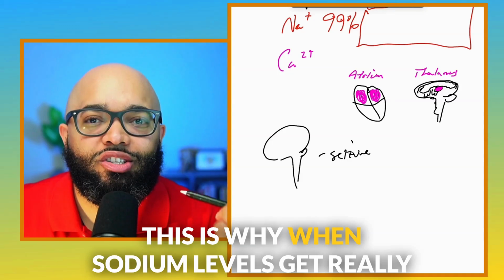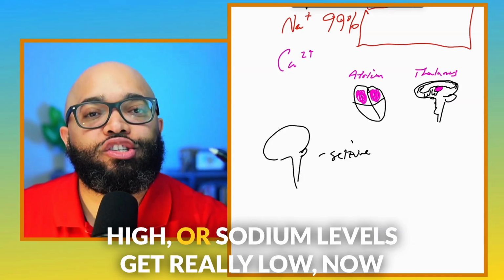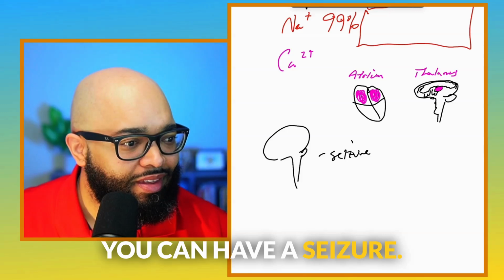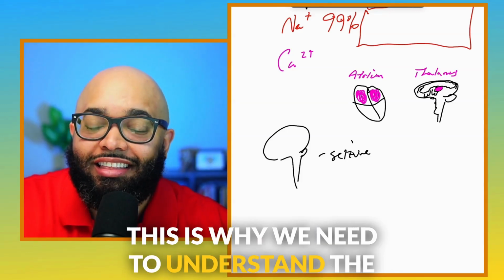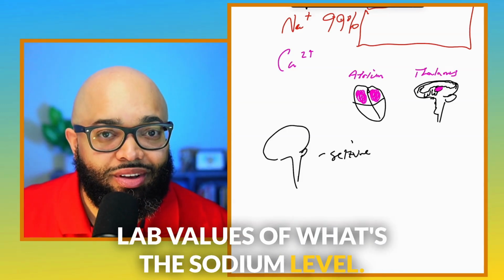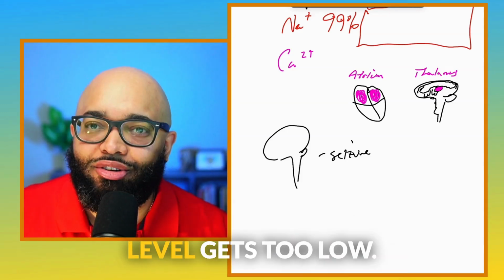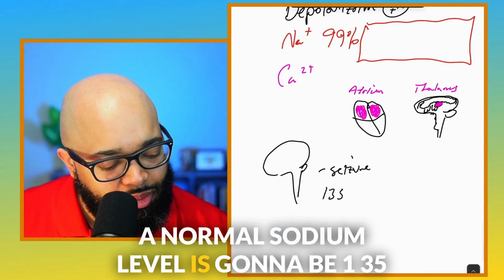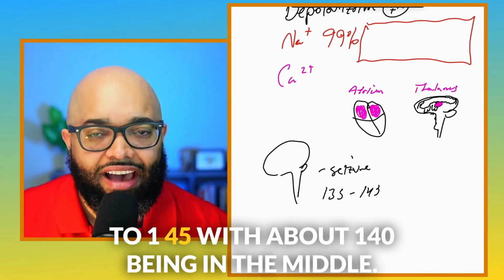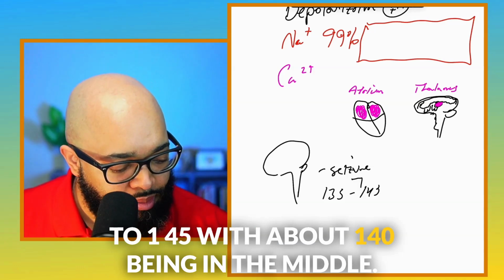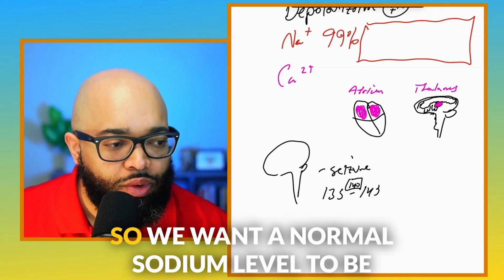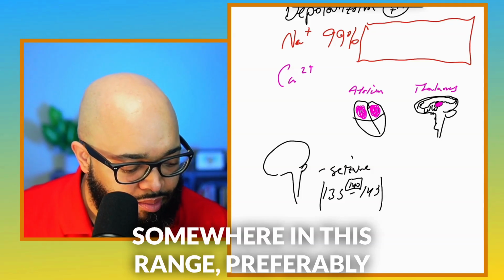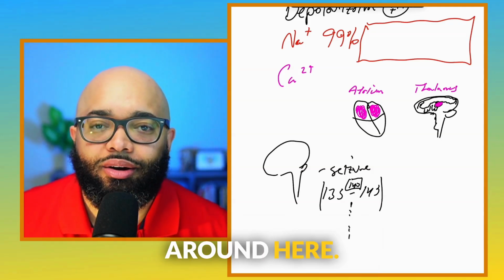This is why when sodium levels get really high or really low, now you can have a seizure. This is why we need to understand the lab values of what the sodium level is. When sodium level gets too high, or too low, now we have a seizure. What is a normal sodium level? A normal sodium level is going to be 135 to 145, with about 140 being in the middle. So we want a normal sodium level to be somewhere in this range, preferably around here.